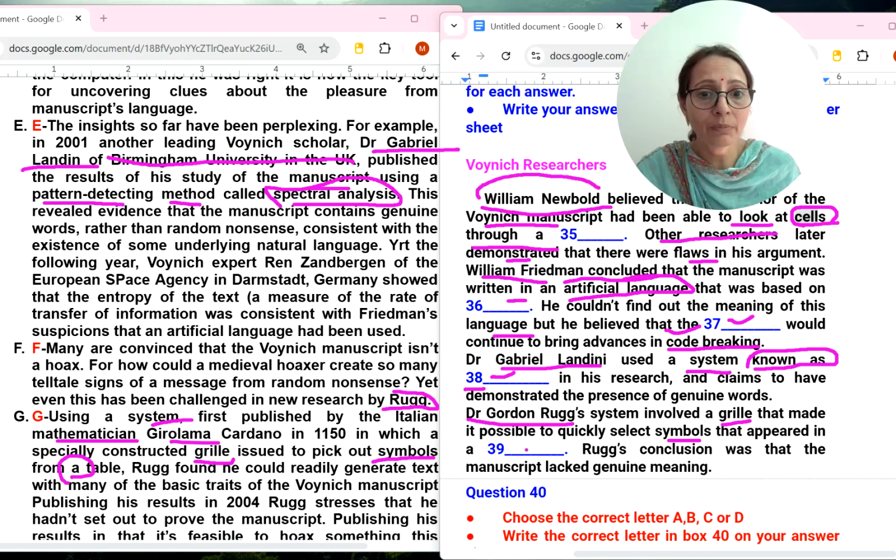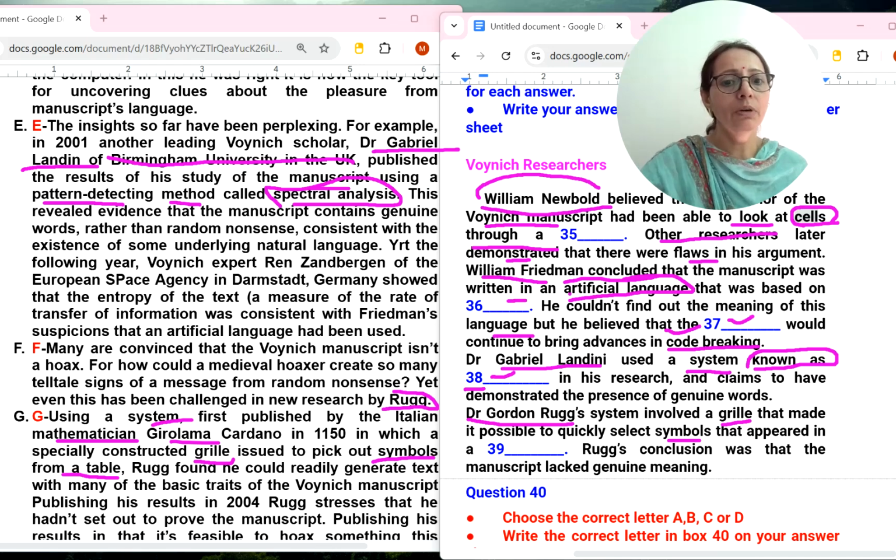Appeared in a table. So here it is given: a grill used to pick out symbols from a table. So a grill involved that made it possible to quickly select symbols that appeared in a table. So table will come here.